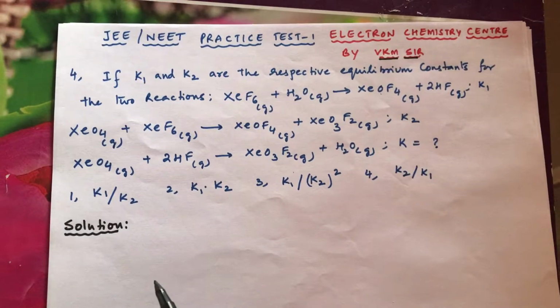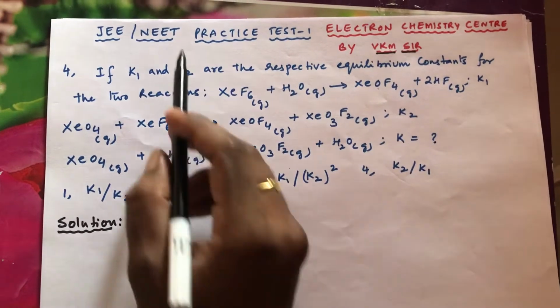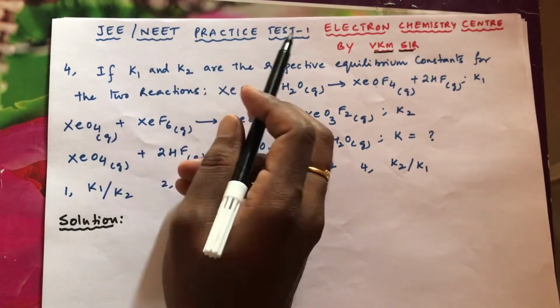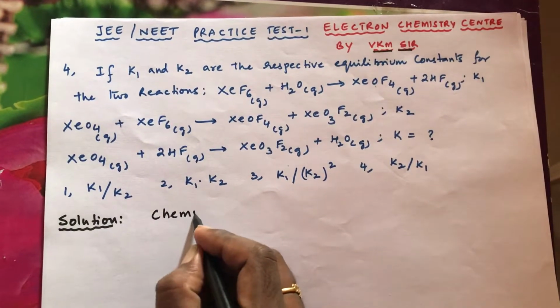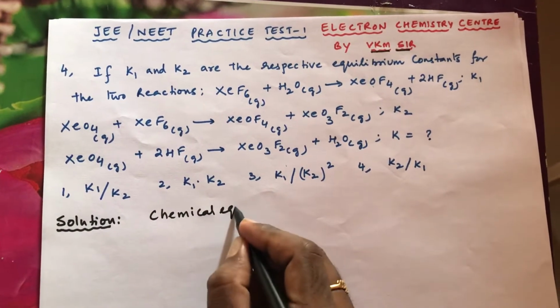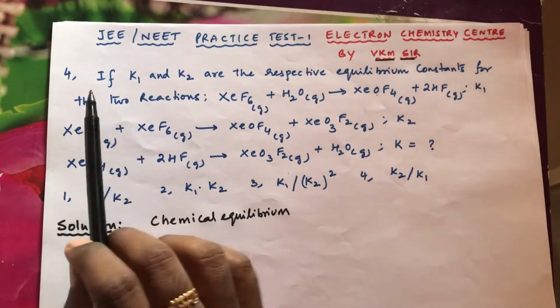This is VKM. We are going to discuss the next question from JEE or NEET practice test 1. This question is from the chemical equilibrium chapter of class 11. Just read out the question.